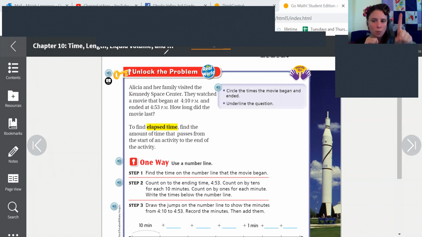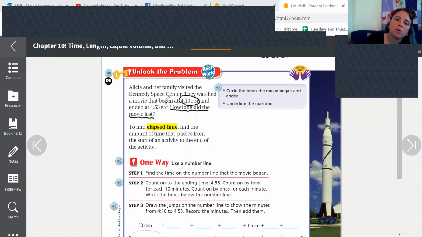First thing, word problems. We underline what it's asking us to do. Want to know how long the movie lasts. Now you go in and circle the important information. 4:10 p.m., that's important, and 4:53 p.m. Okay, to find the elapsed time, find the amount of time that passes from the start of an activity to the end of an activity.